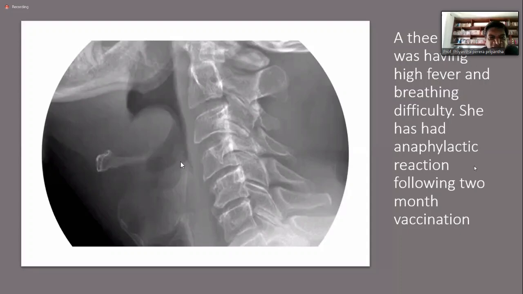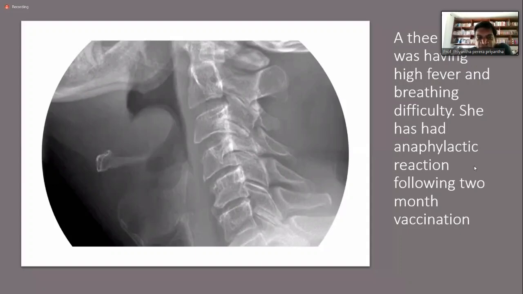So this is the airway, trachea. This is the pharynx, and this is the epiglottis, right? So the epiglottis is swollen, edematous and inflamed. So it looks like a thumbprint appearance, thumb appearance, and causes acute airway obstruction.